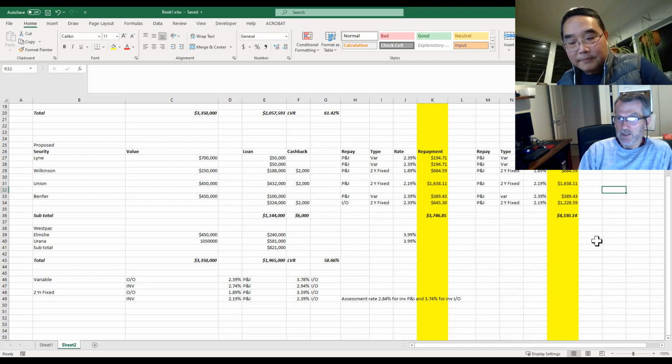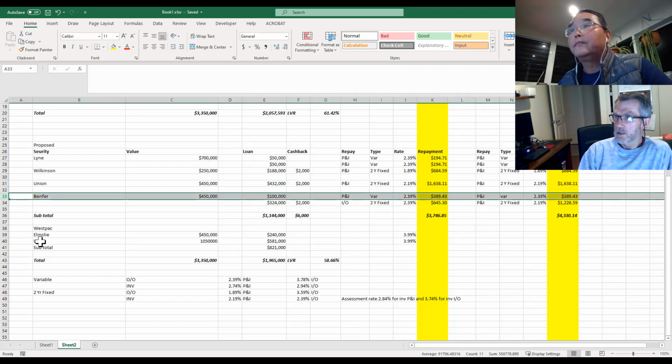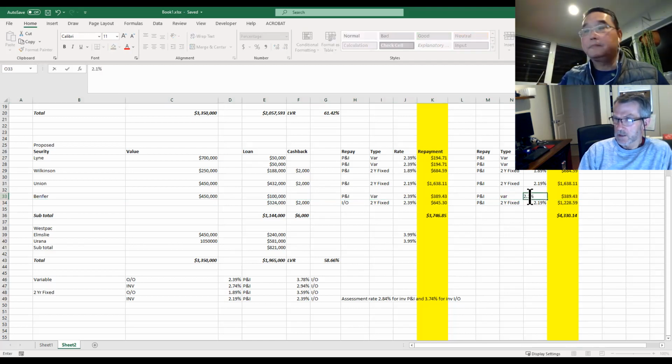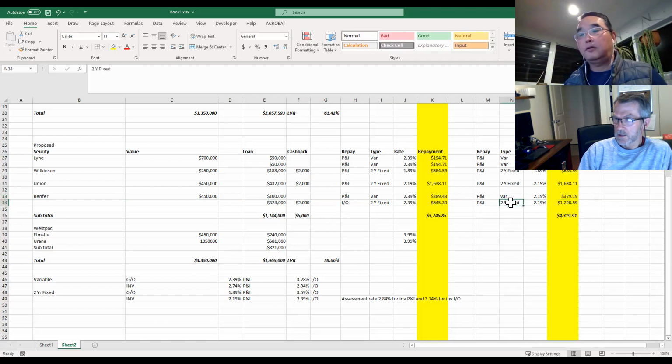For Benfer? So row 33, column N. It's a variable. If we make that fixed. You want to fix? Yeah, you can fix at 2.19%. If a 2-year fix. That didn't change the repayment that much, did it? Not much. About $30, $20 a month. But that's still half a Benfer. So really that's no use to us.